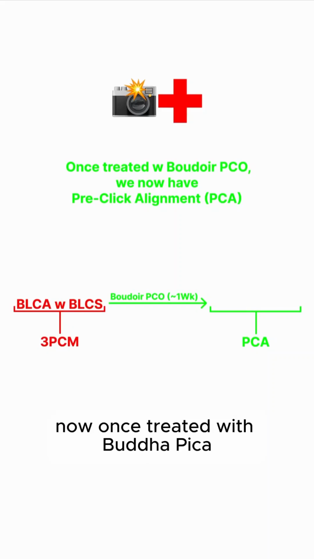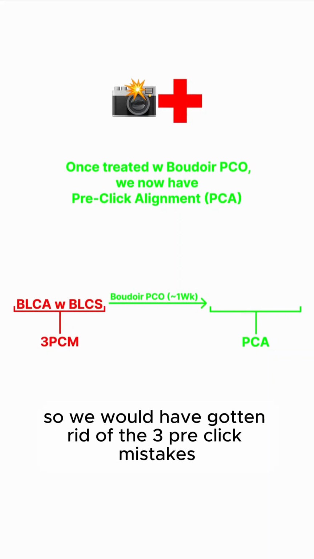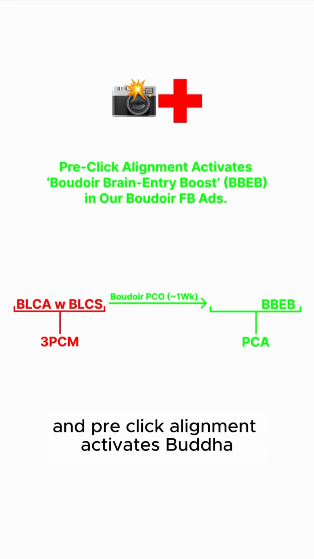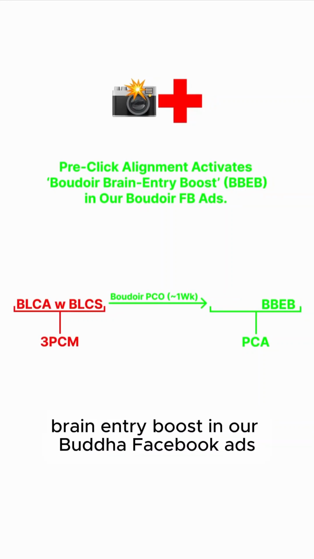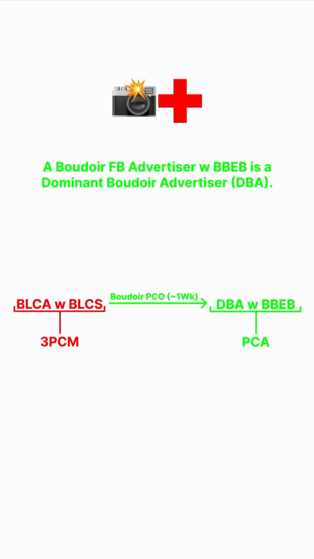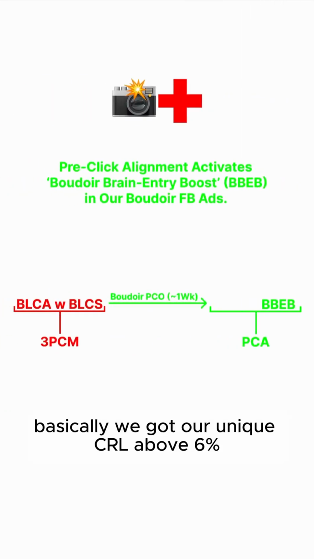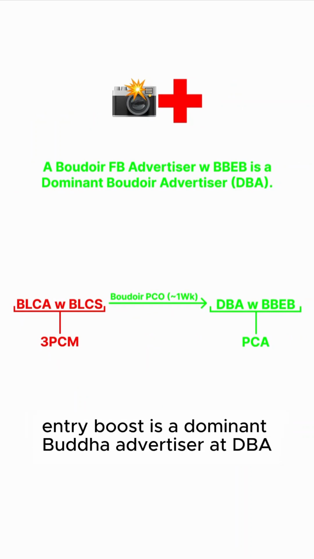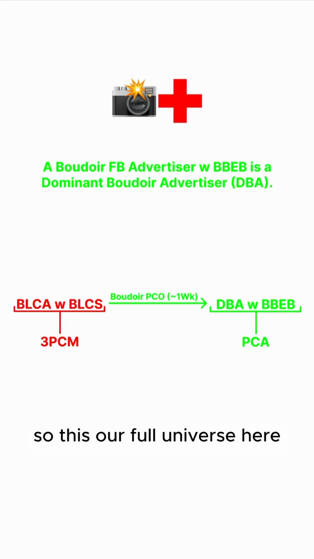Now, once treated with Boudoir Pico, we have pre-click alignment. So we would have gotten rid of the three pre-click mistakes, and we now have pre-click alignment. And pre-click alignment activates Boudoir brain entry boost in our Boudoir Facebook ads. Basically, we got our unique CTR above 6%. And a Boudoir Facebook advertiser with Boudoir brain entry boost is a dominant Boudoir advertiser, or DBA. So this is our full universe here.